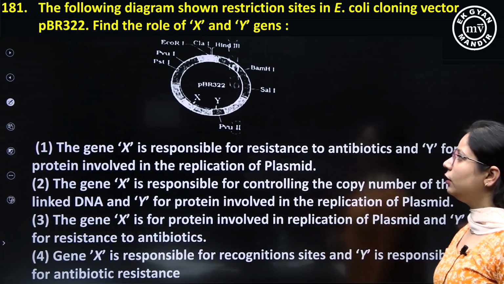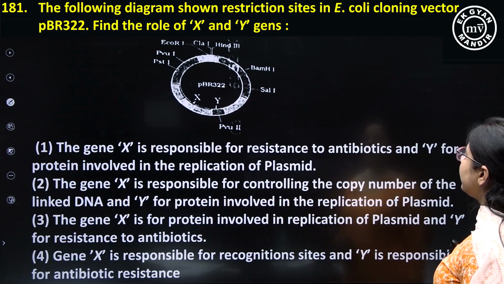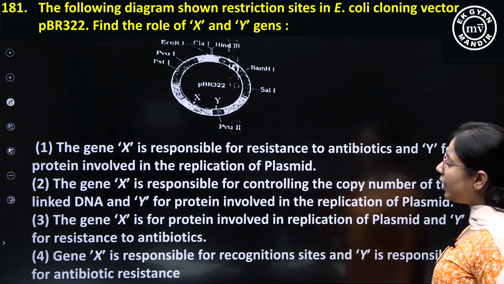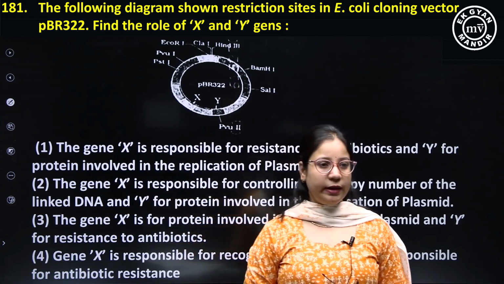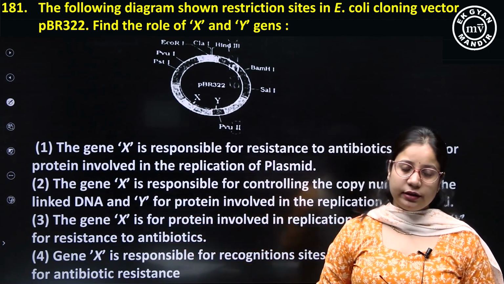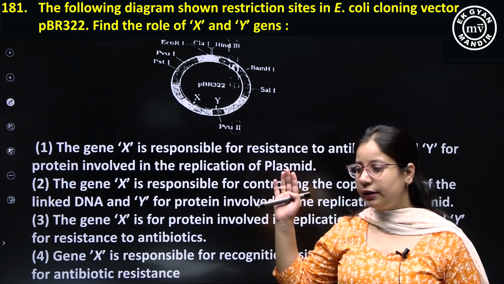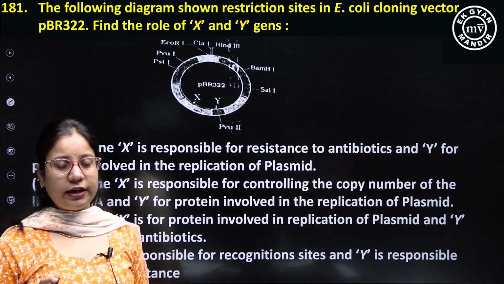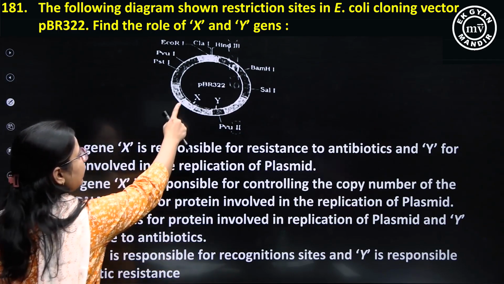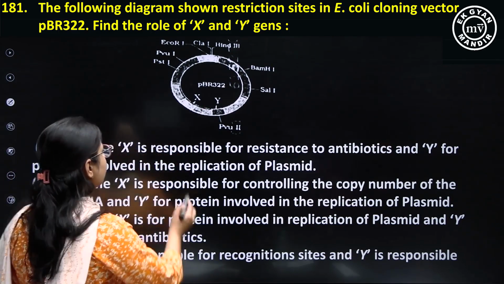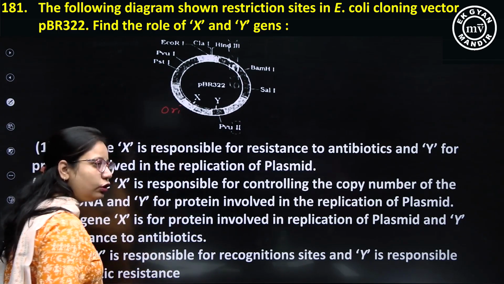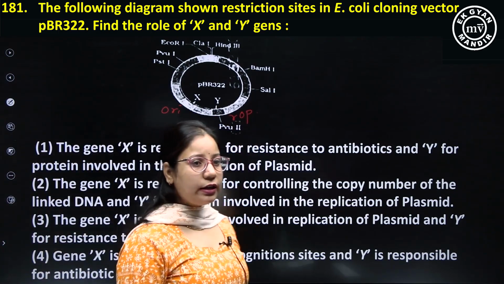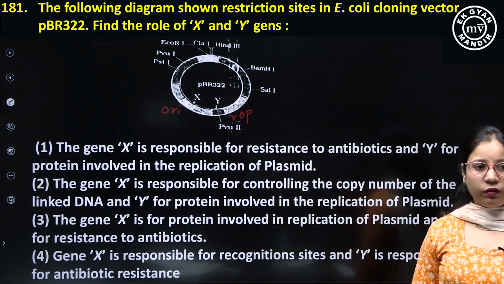Question number 181. The following diagram shown restriction site in E. coli cloning vector PBR322. Find the role of X and Y genes. Here, this is basically a plasmid PBR322 which has been isolated from E. coli, and in this figure, if you can see, there are various recognition sites shown for the restriction enzymes. But here X and Y are given blank. So X is basically ORI, that is origin of replication, and Y is ROP. So here X is ORI and Y is ROP.